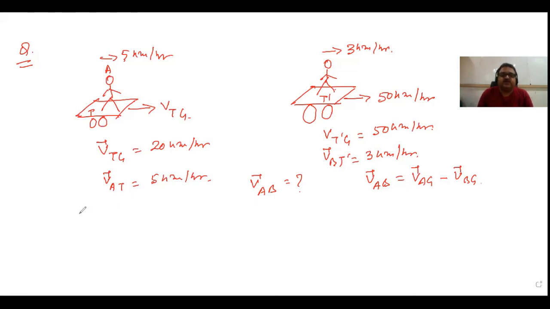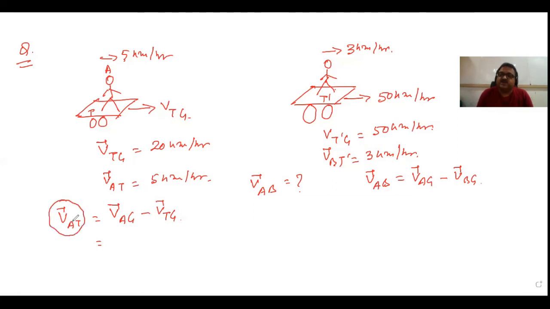Velocity of the trolley, velocity of A with respect to the trolley. Velocity of A with respect to the trolley is, say for example, what is that? Velocity of A with respect to ground minus velocity of trolley with respect to ground. Correct? Now what is the velocity of A with respect to ground? We don't know.